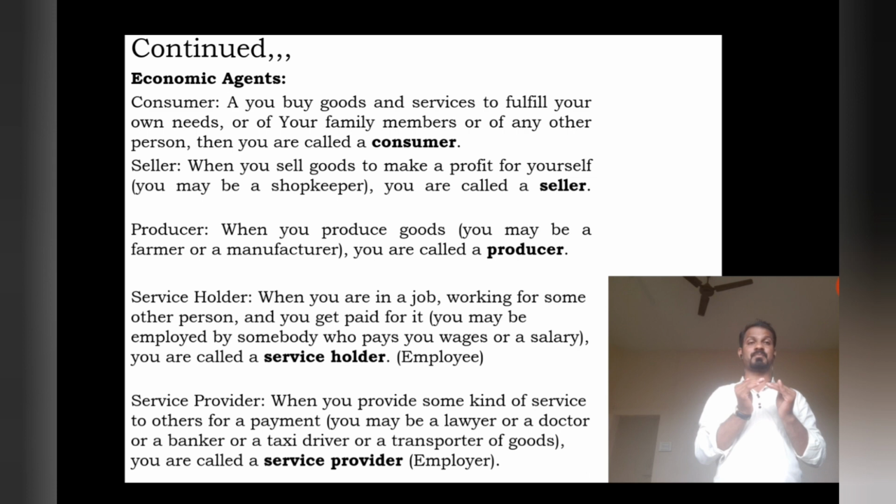It means he provides an institution or a certain kind of shelter where others can work. So that kind of person is called a service provider. That is what is said under that concept. When you provide some kind of service to others for a payment, we may call you a service provider.